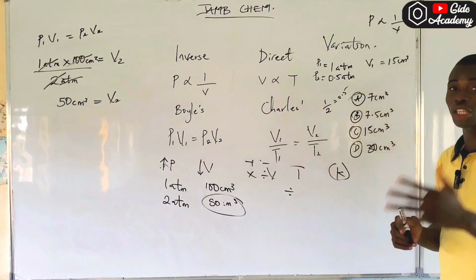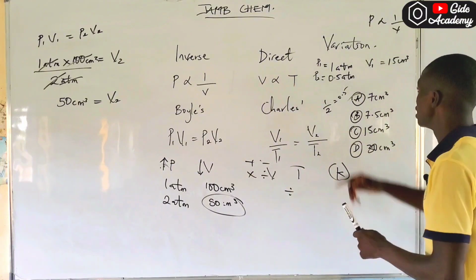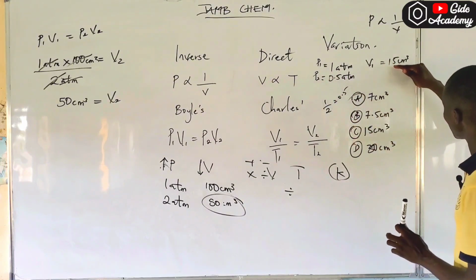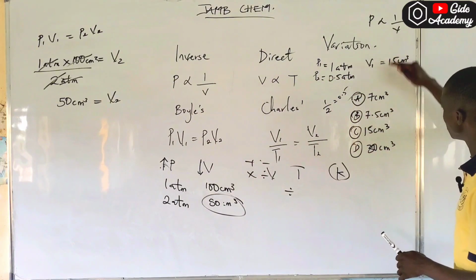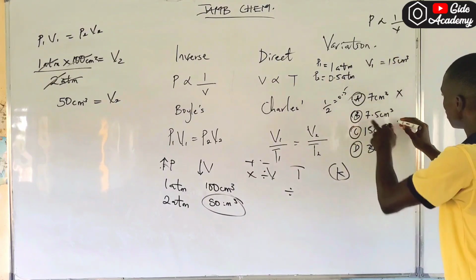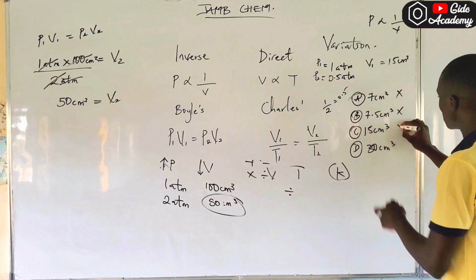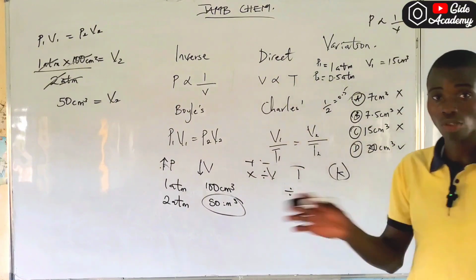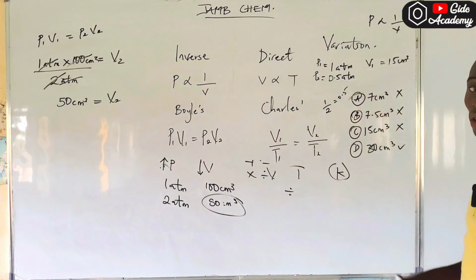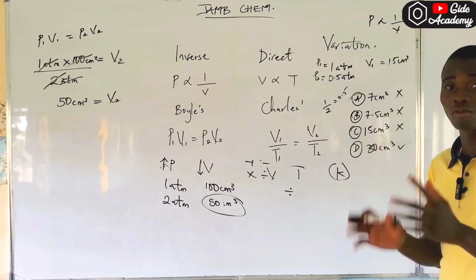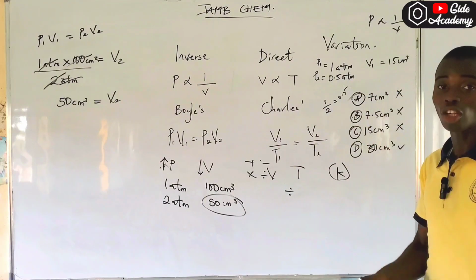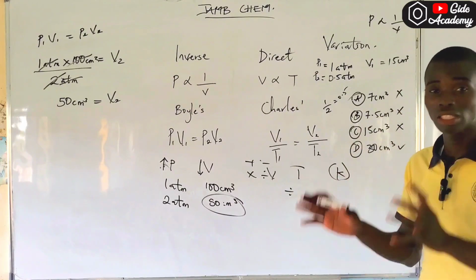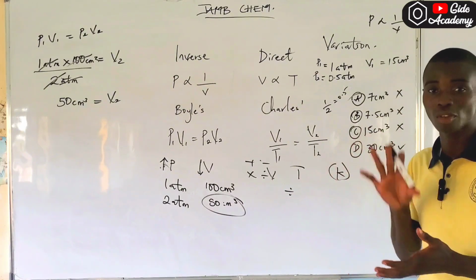Now, the first thing you should check and take notice of is that this one is decreasing, right? So this one will be increasing. Check any of the options that is greater than 15. 7 is not greater, 7.5 is not greater, 15 is not greater. The only answer that is greater than 15 is 30. So that's the easiest way to get your answer in Boyle's law. If the pressure decreases, the volume must increase. And if the volume increases, the pressure must what? Must decrease. So don't bother about the arrangement of the question.